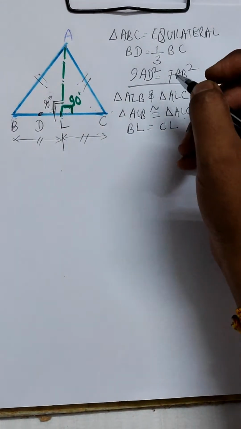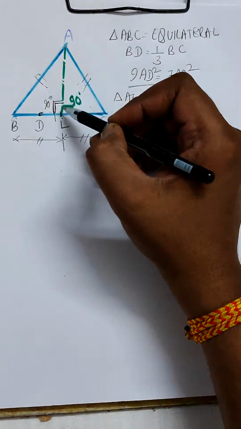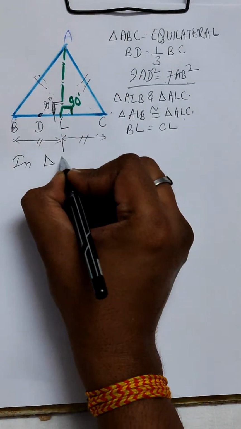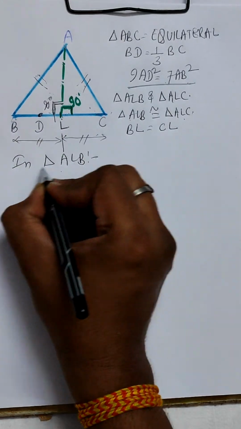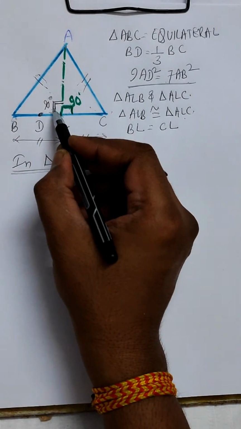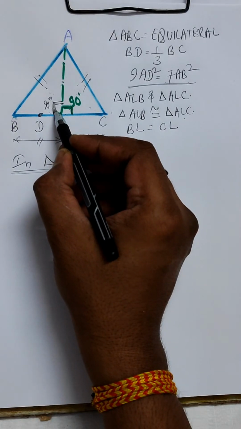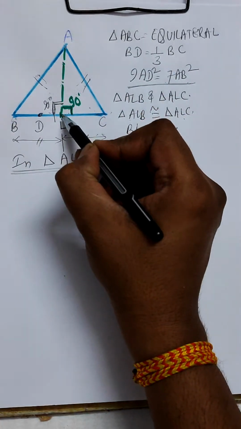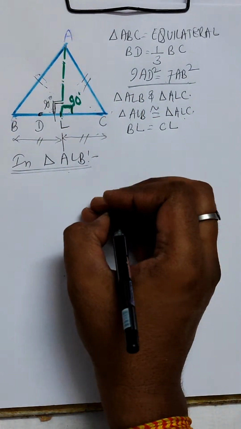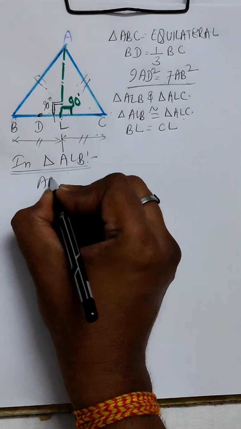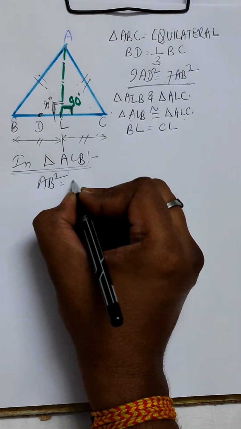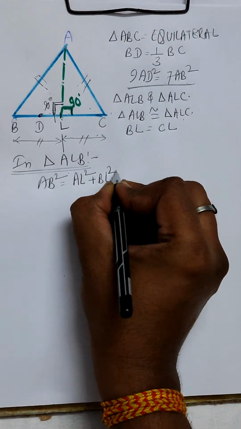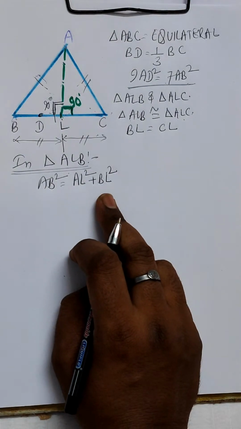Now, just take this triangle ALB. In triangle ALB, you can see this is 90 degrees, so this is a right angle triangle. So by Pythagoras we can write AB square as AL square plus BL square. Any doubt in this? I hope not.